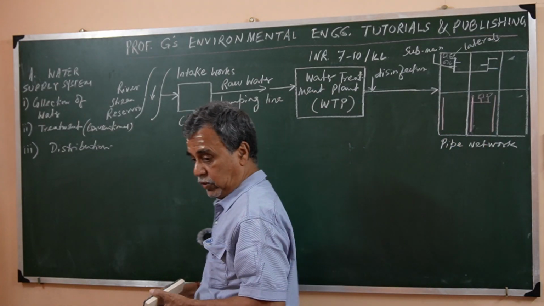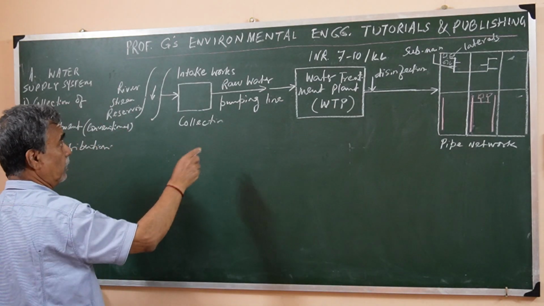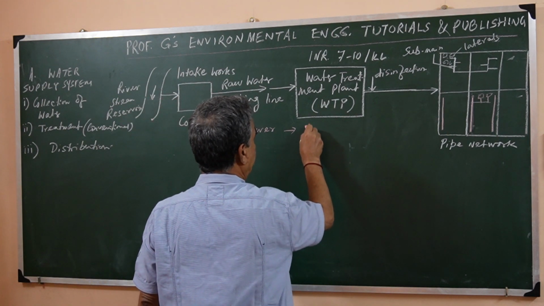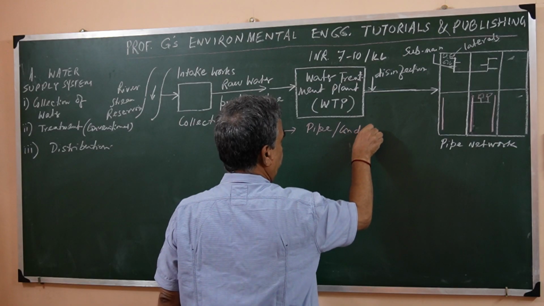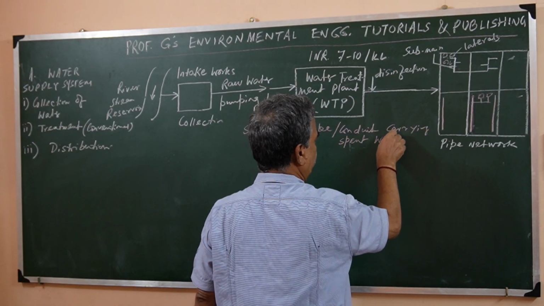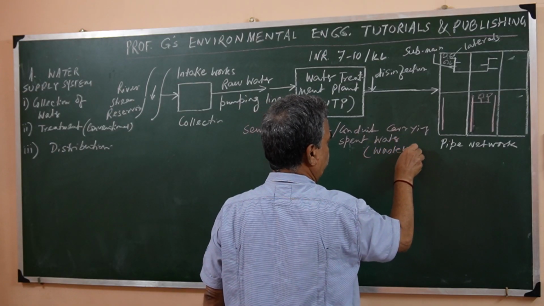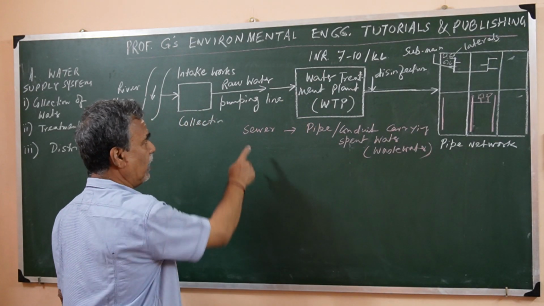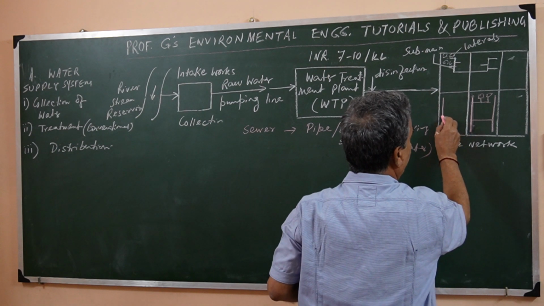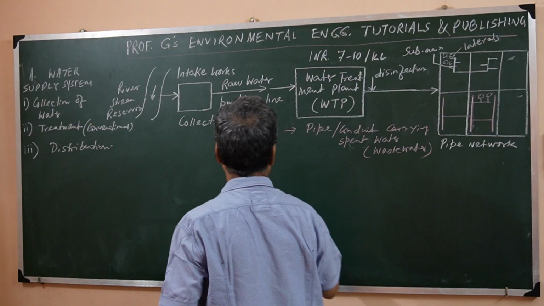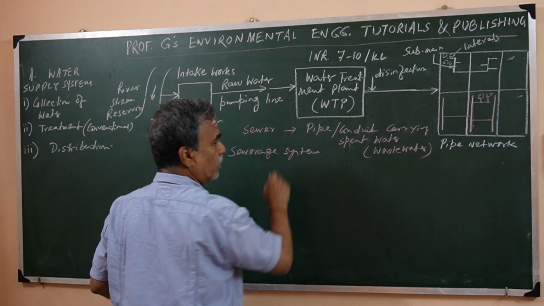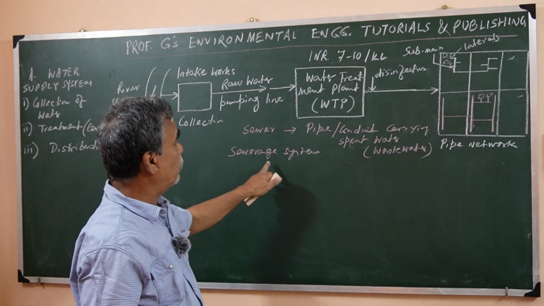So here let me share one more thing. The water supply part we have more or less covered. Then this is the sewer, that is, the pipe or conduit carrying spent water, which is also called wastewater. Sewer lines carry that. And when the sewer lines are integrated with one another, when all are connected, we term this the sewerage system. That means the entire sewer line network is called the sewerage system.